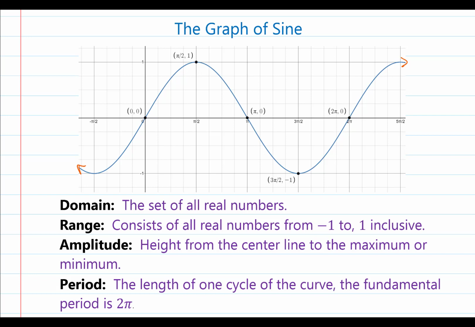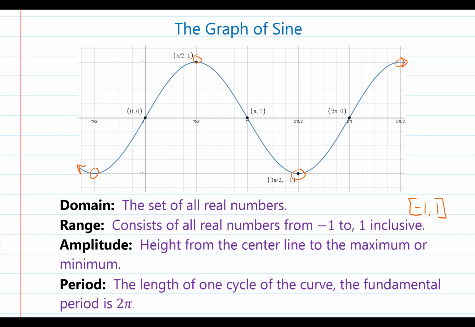We also notice that the range consists of all real numbers from -1 to 1 inclusive. So the maximum point is going to be this point right here, and the minimum point will be this point right here. And of course, it's actually going to have infinite maximum points and infinite minimum points as it continues in the same pattern to infinity and negative infinity. So that's why we can say that the range consists of all real numbers from -1 to 1. In interval notation, we would represent this as [-1, 1] with brackets.